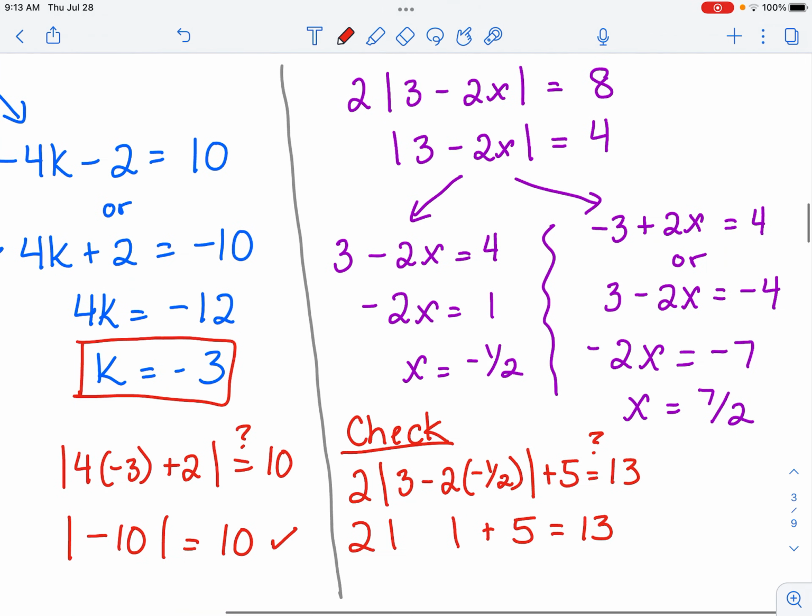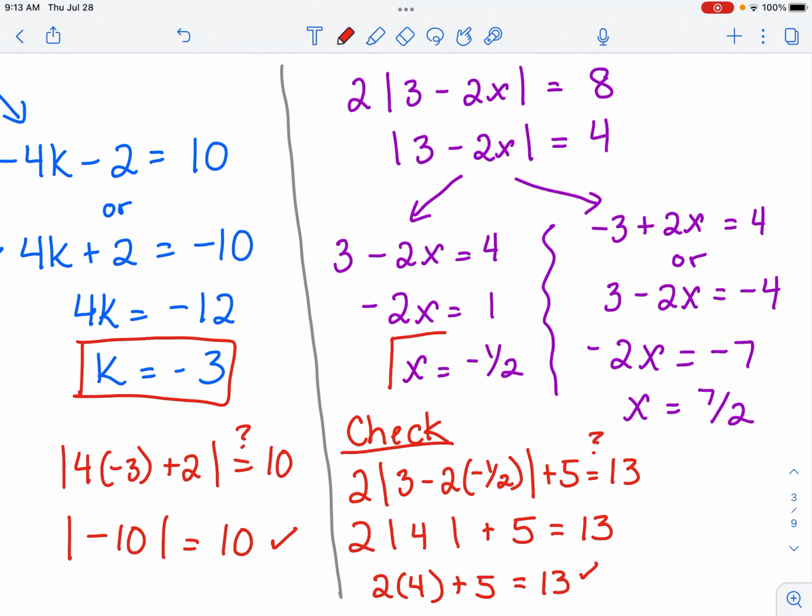Okay. So let's see. Negative 2 times negative 1/2 is positive 1. So this is 3 plus 1. This is a 4 in here. So this is really 2 times the absolute value of 4. So 2 times 4 plus 5 equals 13. And that is, in fact, true because I'm really getting 8 plus 5 is 13. So that works. So x equals negative 1/2 is a solution.